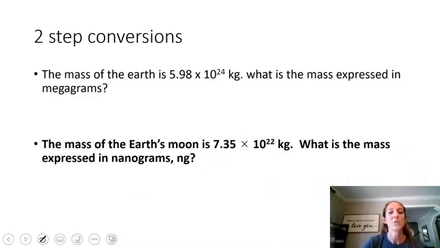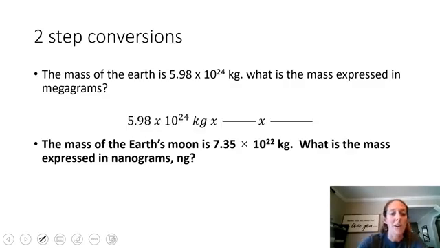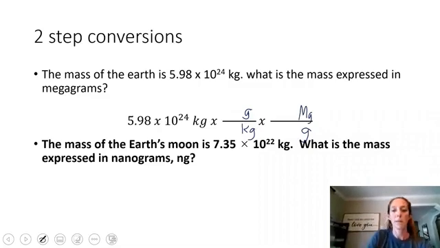Try these 2-step conversions. If I know the mass of the Earth is 5.98 times 10 to the 24th kilograms, what is that mass in megagrams? So I'm starting with kilo. I got to get rid of my kilograms, and I want grams. Then I would say, okay, then I got to go from grams to megagrams, putting a 1 next to my prefixes.